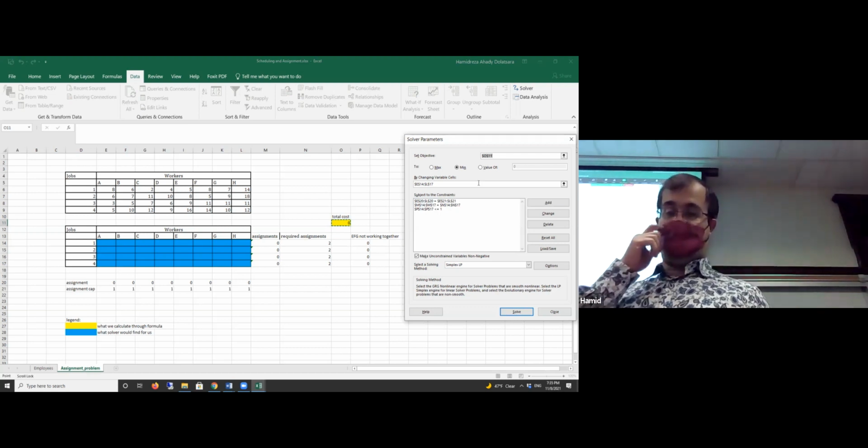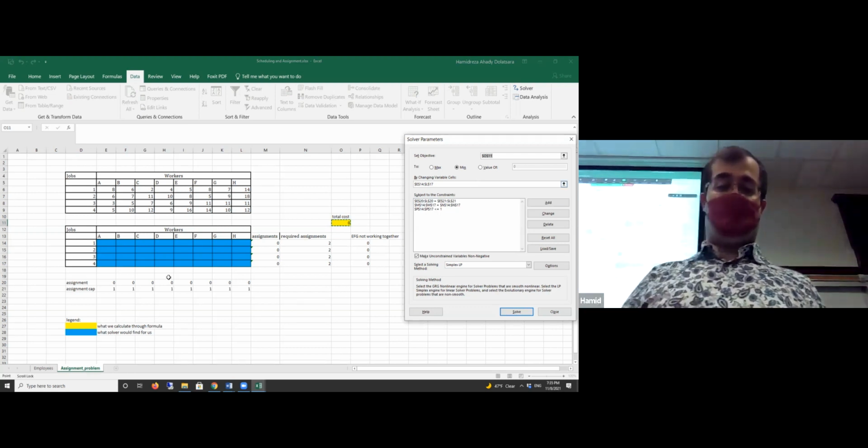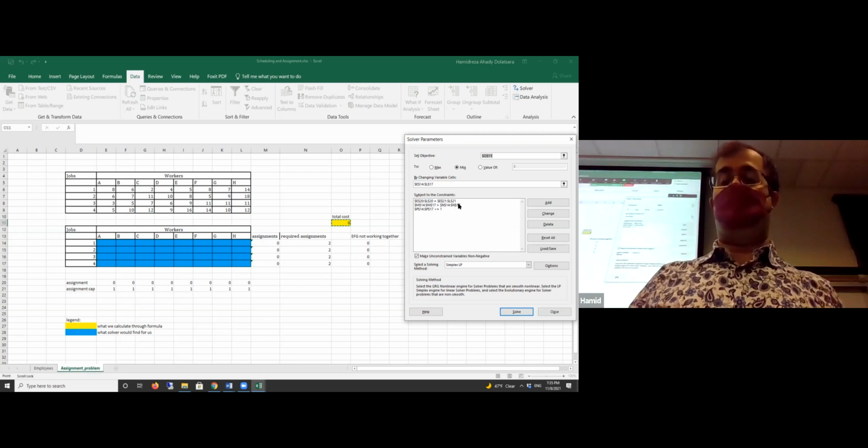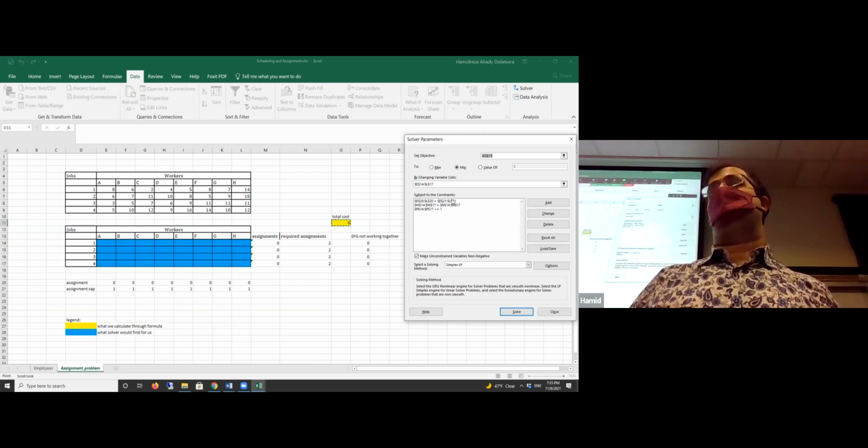Look at the first constraint: E20 to L20 is the assignment row. I put it equal to E21 to L21, which just means each worker should be assigned to just one job. You cannot assign more than one. The next constraint, M14 to M17, equal to N14 to N17, just means each job should be assigned to 2 workers.